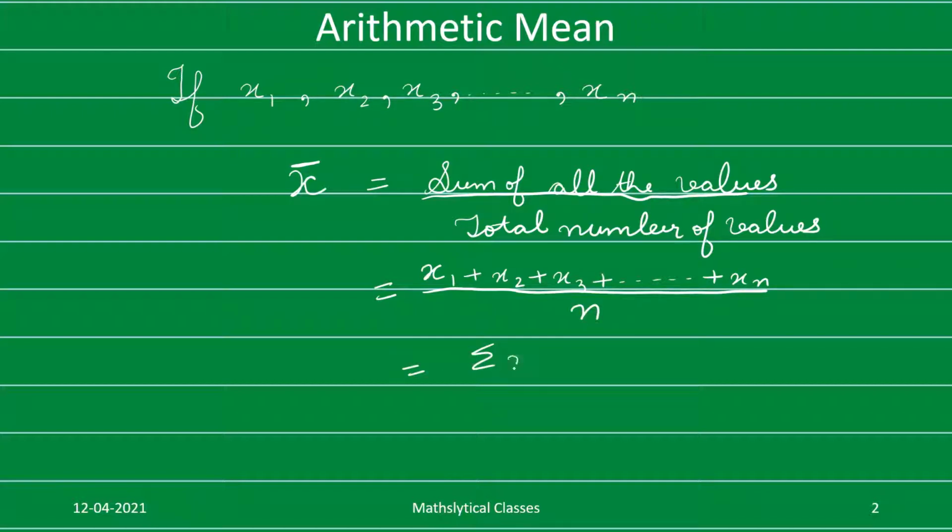You can write it in this way: summation xi, i varying from 1 to n, divided by small n. So this is the formula to calculate the arithmetic mean.